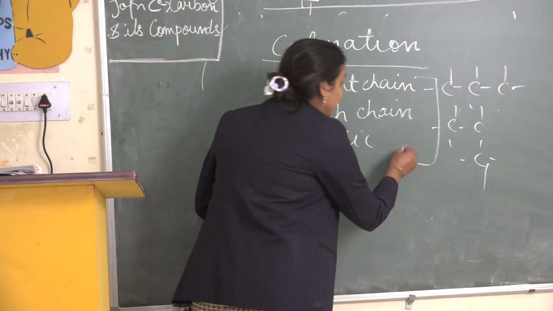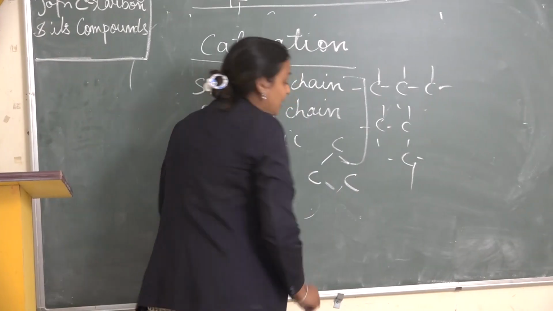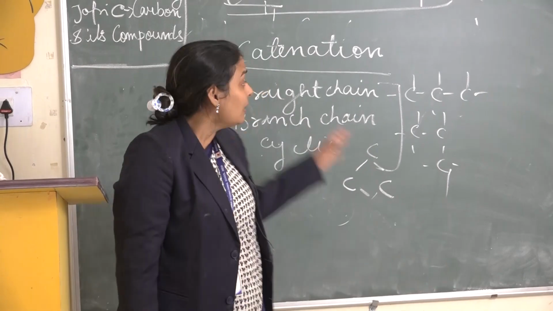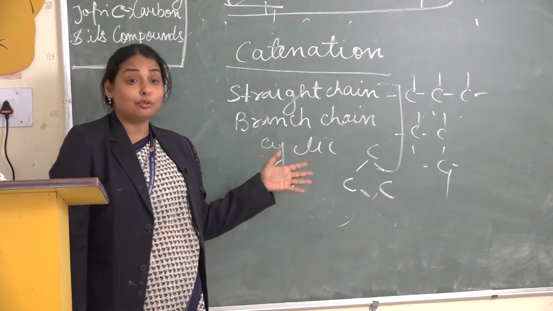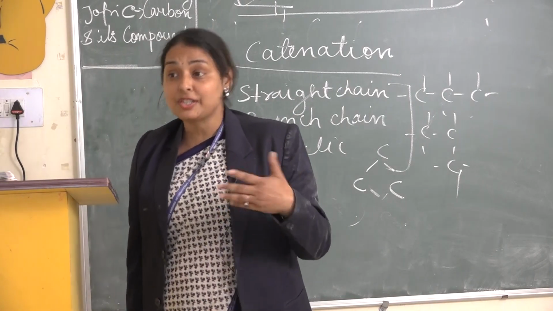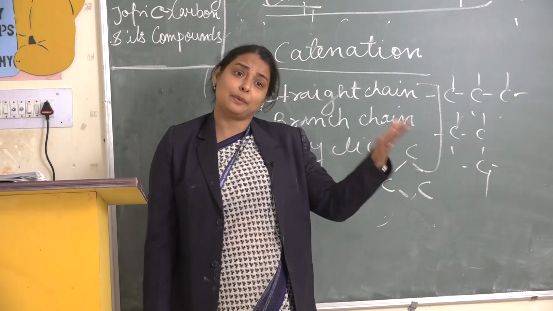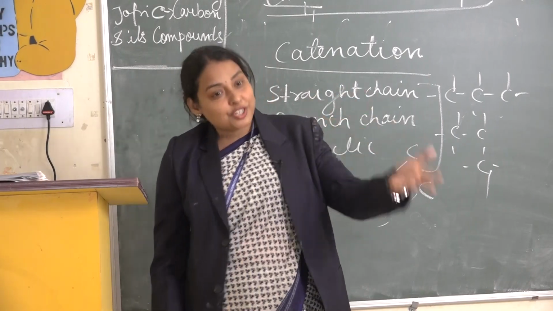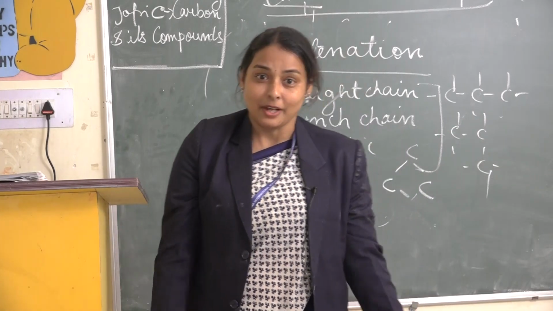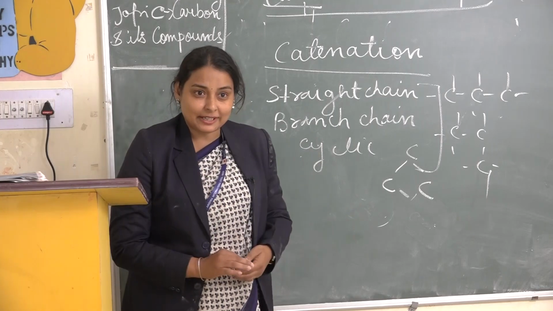Cyclic means the carbons are arranged in a cyclic form, right? So in catenation we learn how we arrange this carbon. It can be straight, it can be branched, it can be cyclic, it can be a 4-membered, 5-membered or 6-membered ring also, right? We can arrange carbon in this way. Is it clear to you?